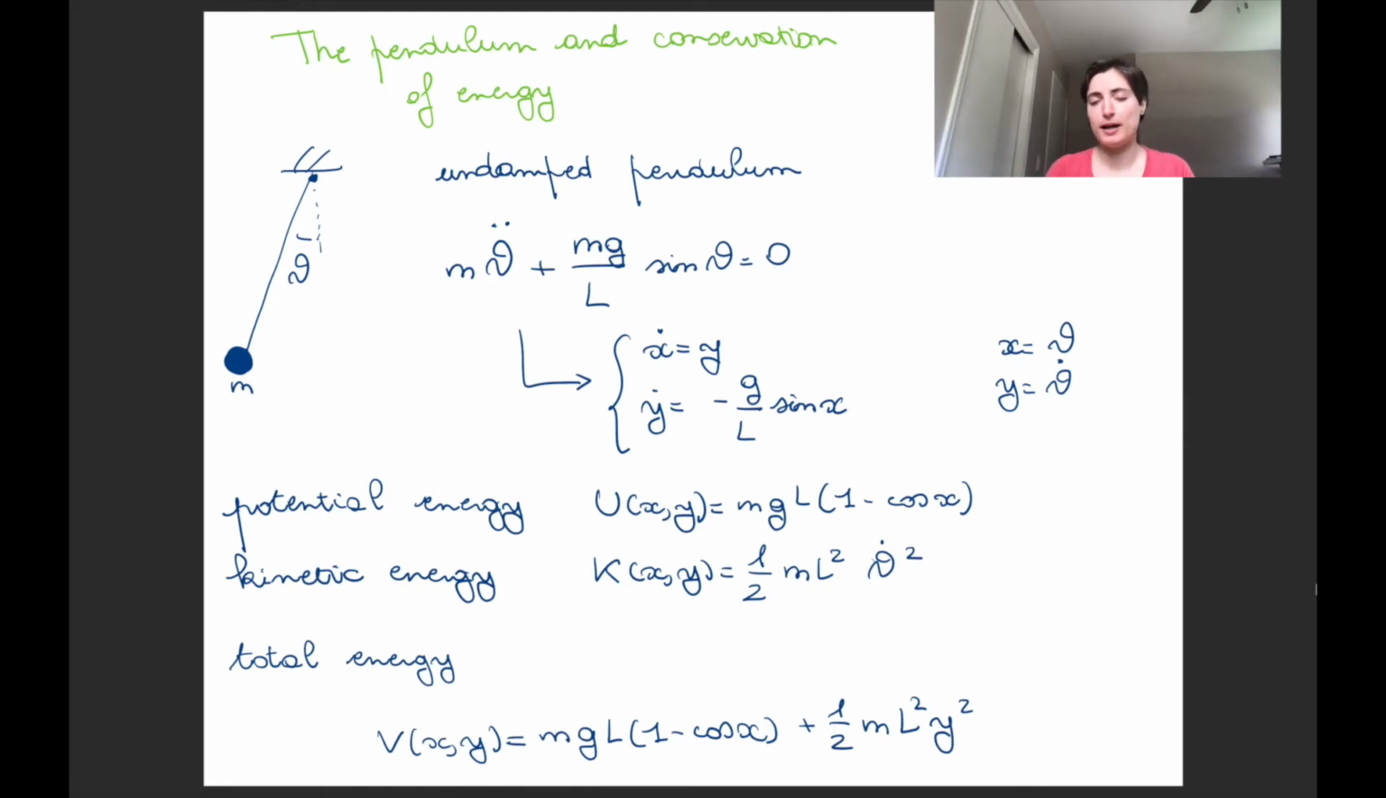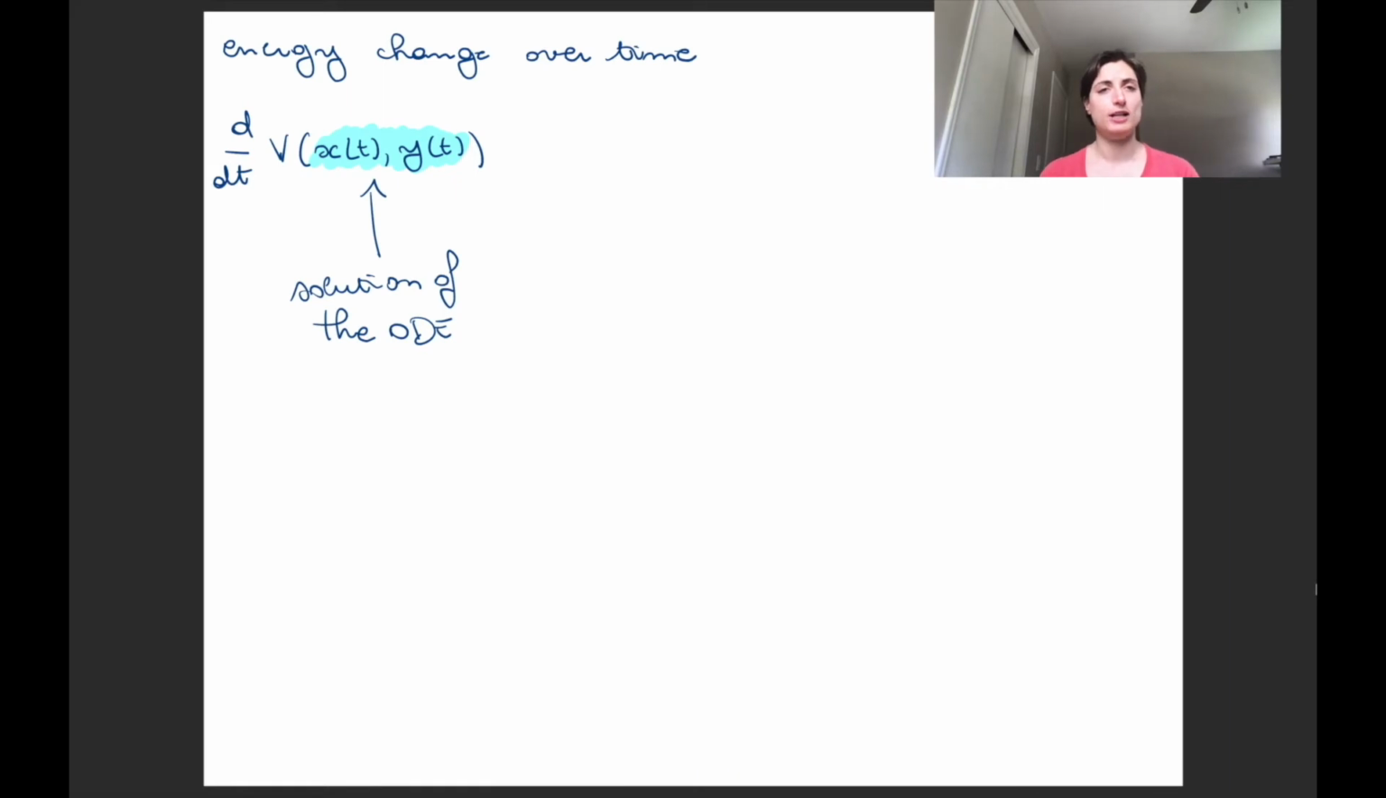And what we expect is the total energy to be conserved over time, because this is undamped, so there is no dispersion of energy, no new energy coming in. Over time means that if we choose x and y to be functions of time that satisfy our ODE system, then we expect V of x and y, which change over time, to be conserved over time. So let's try to check this.